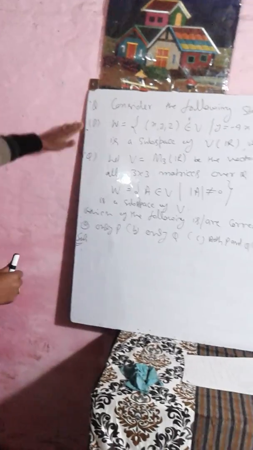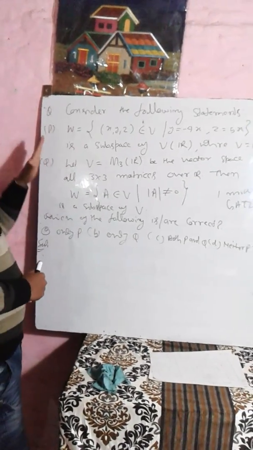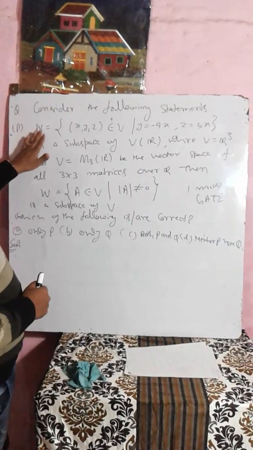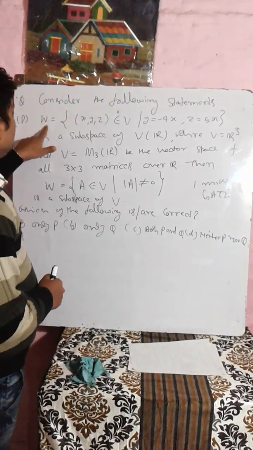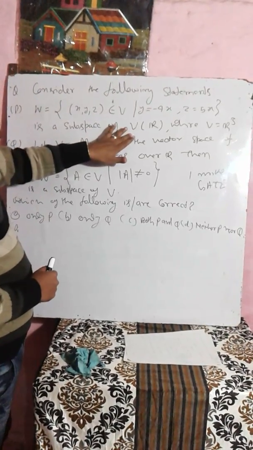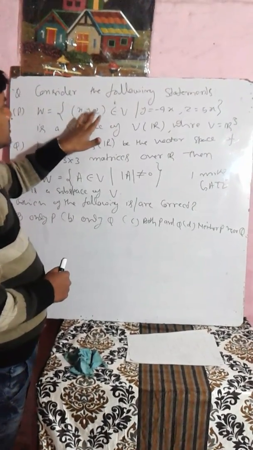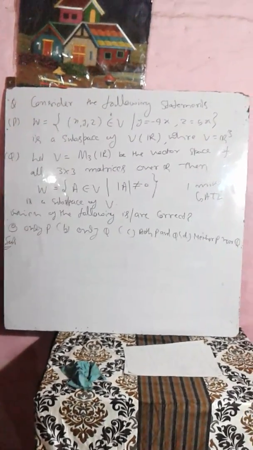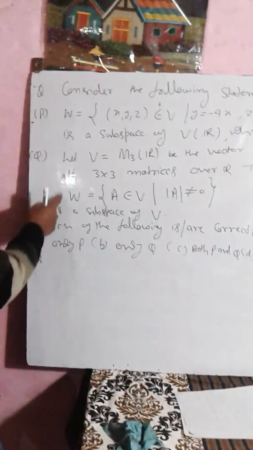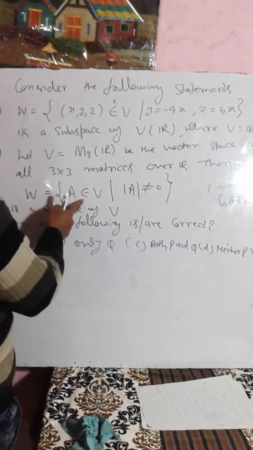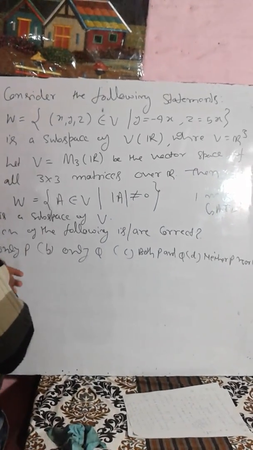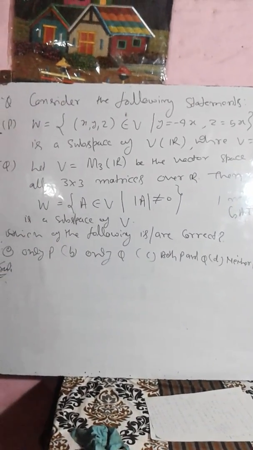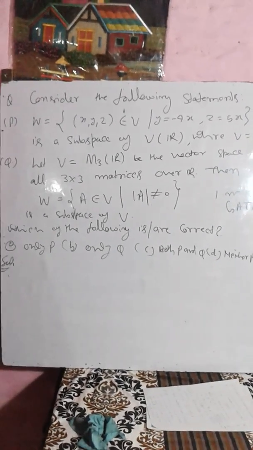The question is that there are two statements P and Q, and we need to check which of these two is correct. The first statement is that there is a subset W of V which contains all the triplets which satisfy these two conditions. And the second statement is that there is a subset W which contains all matrices whose determinant is different from 0. So we need to check which of these two statements are correct and which are incorrect.